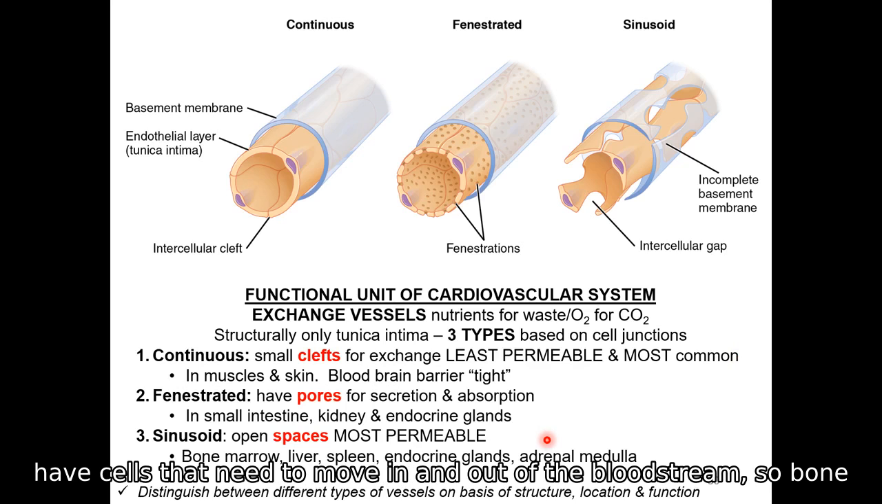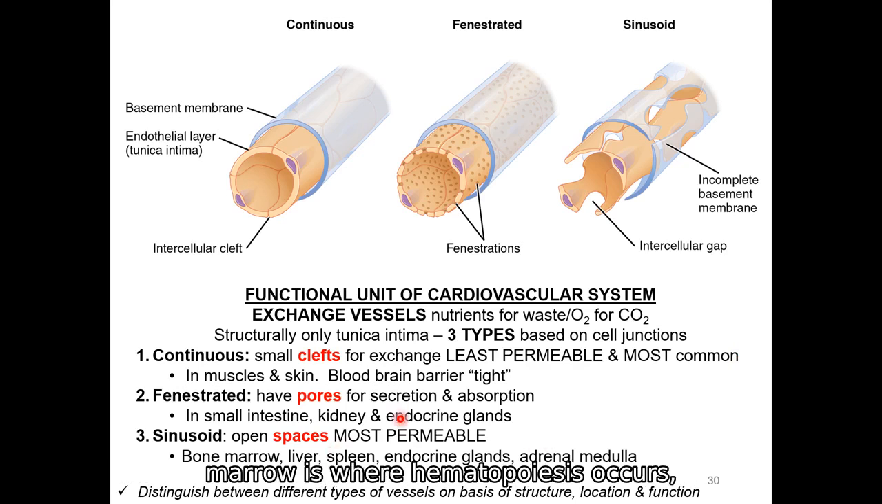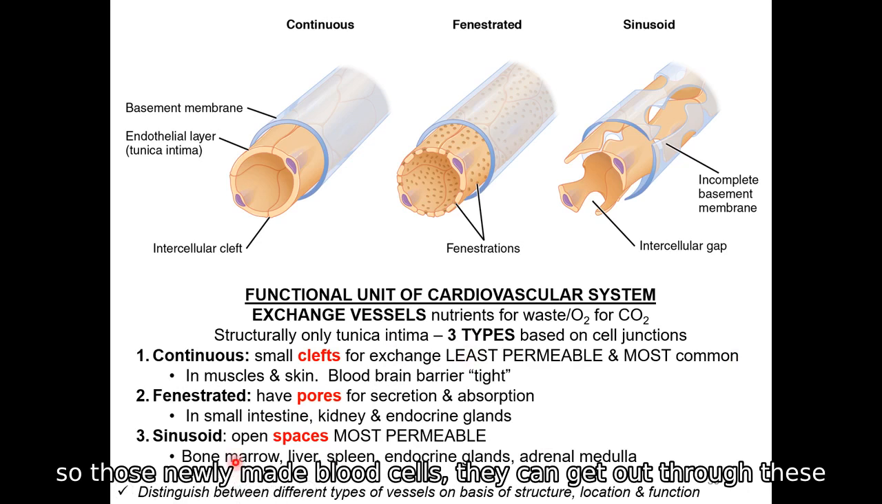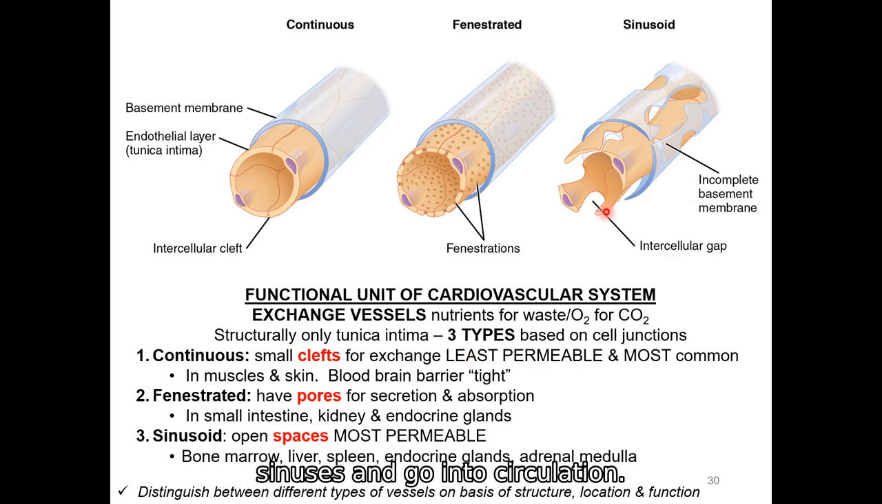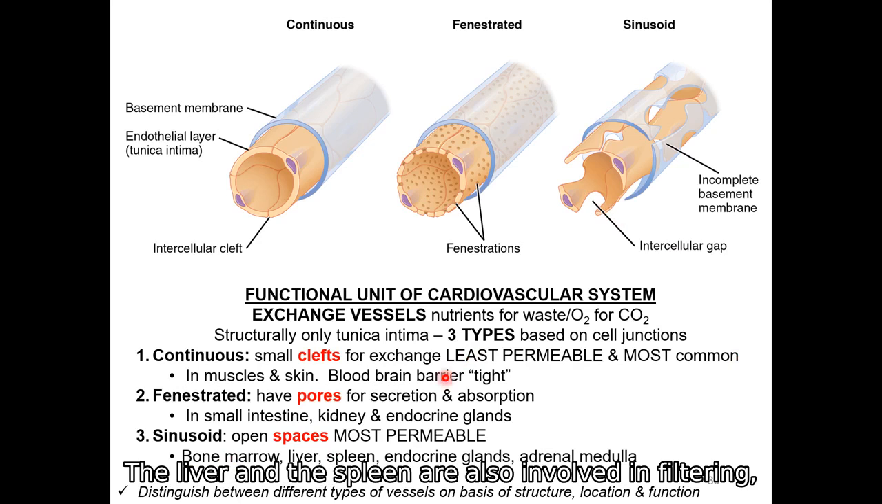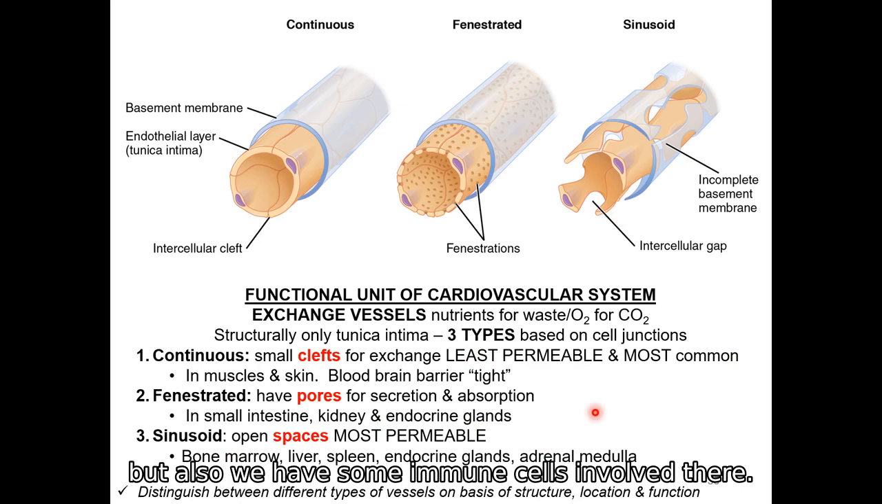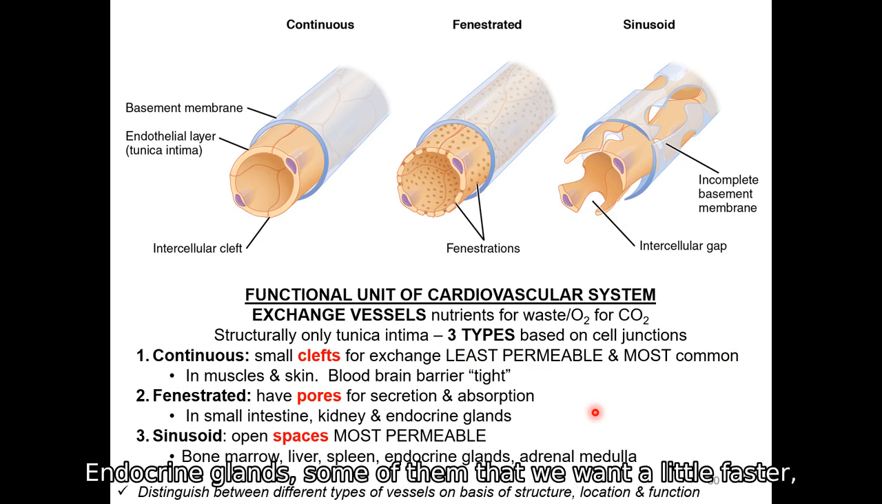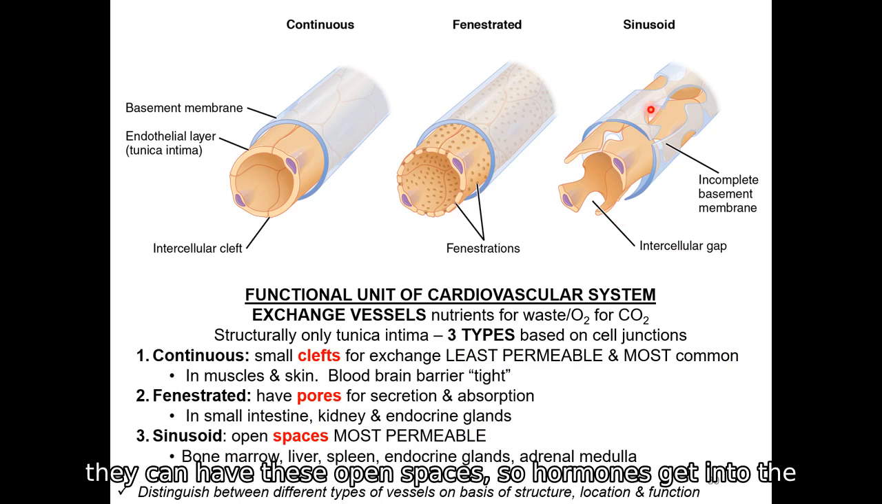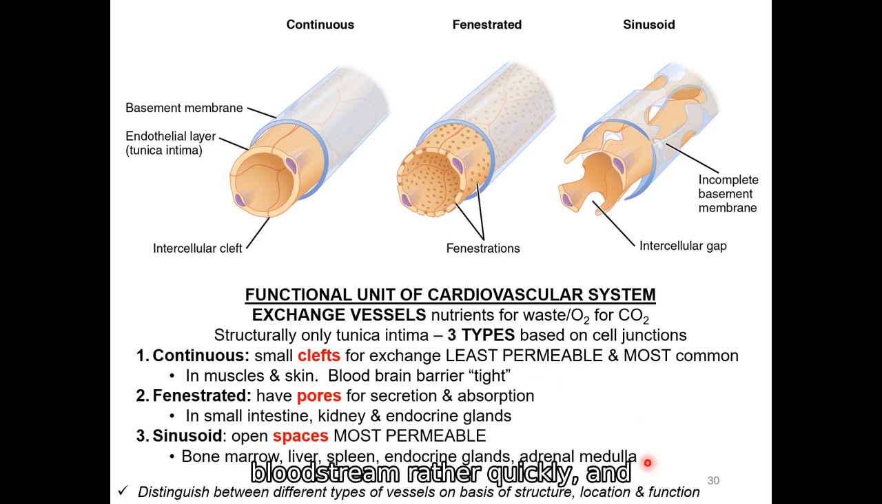and out of the bloodstream. So bone marrow is where hematopoiesis occurs. So those newly made blood cells, they can get out through these sinuses and go into circulation. The liver and the spleen are also involved in filtering, but also we have some immune cells involved there. Endocrine glands, some of them that we want a little faster, they can have these open spaces so hormones get into the bloodstream rather quickly.